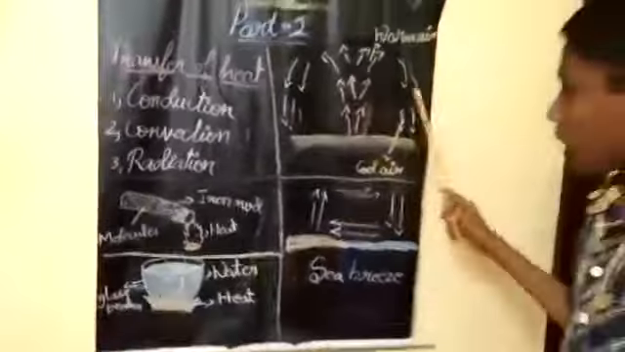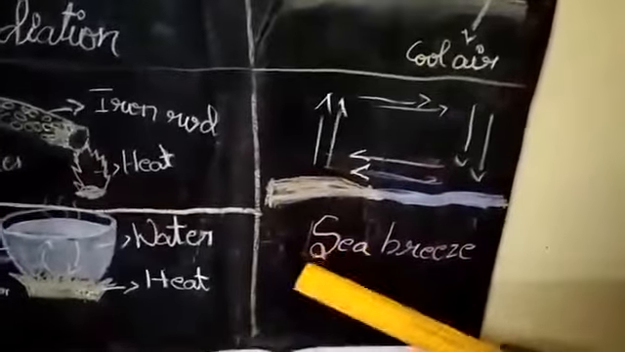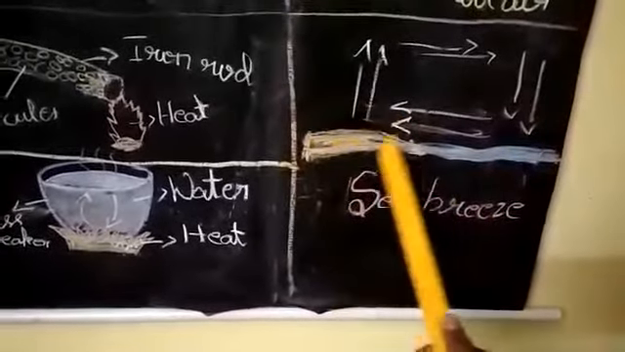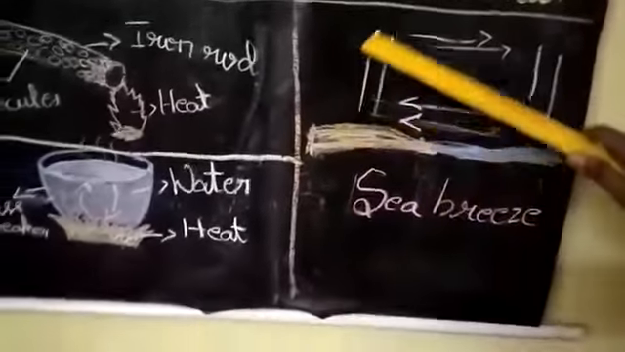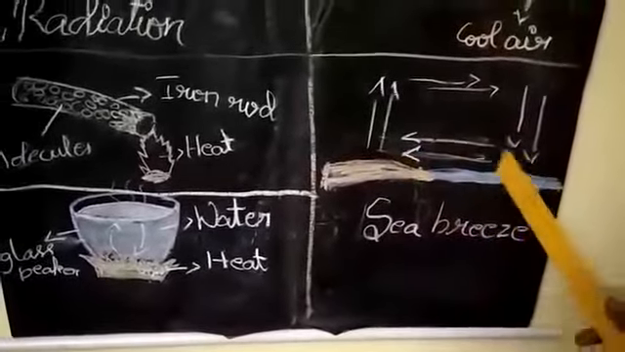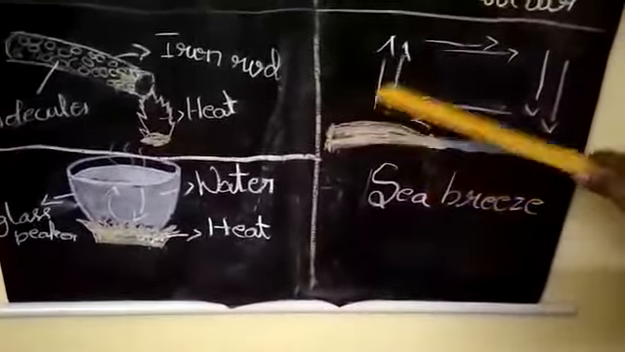Now there are two examples of radiation type of heat energy. They are sea breeze and land breeze. First of all, we are going to see sea breeze. How does sea breeze take place? At the daytime, the air in contact with the land will heat up and rise upward, and the sea breeze will come to the land to replace the air that moved upward. This is called sea breeze.